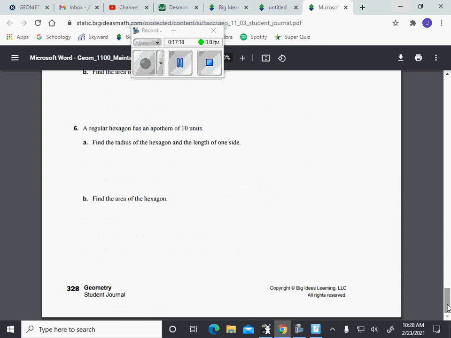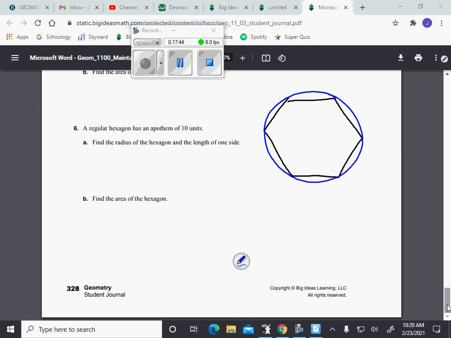This next one. A regular hexagon has an apothem of 10 inches. Find the radius of the hexagon and the side length of one side. Okay, this one you absolutely should draw. It's a hexagon, so it has 6 sides. This one is tricky. This is a tough problem because it uses information from the past.